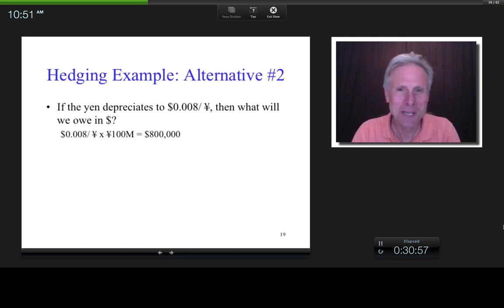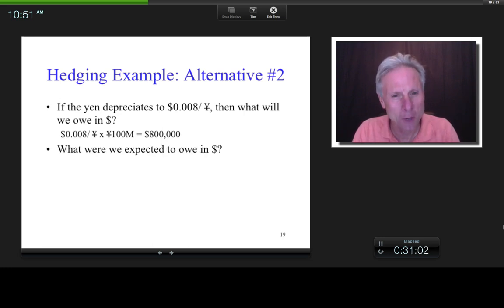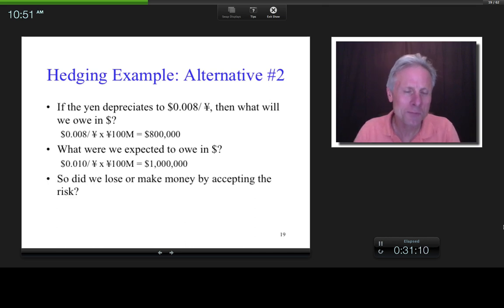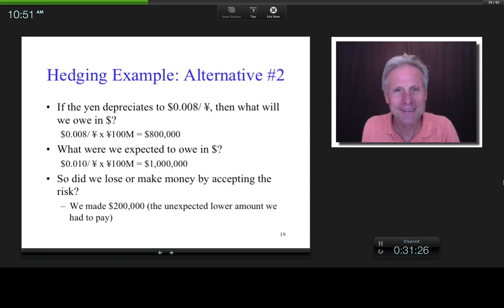So would that be happy face or sad face? That'd be happy face, right? Because how much were we expected to owe in dollars again? $1 million, right? So therefore, would we be paying more than expected or less than expected if we took on the risk and the yen depreciated? Less, right? Because we were expecting to pay $1 million, but in this example, we would only pay 800,000. So we would have made 200,000. So happy face or sad face? That'd be happy face, right?